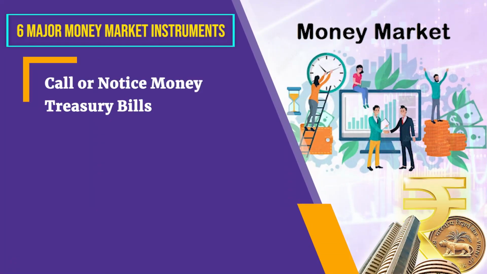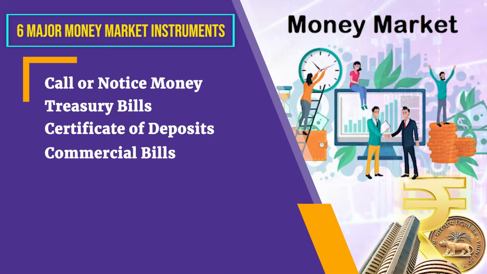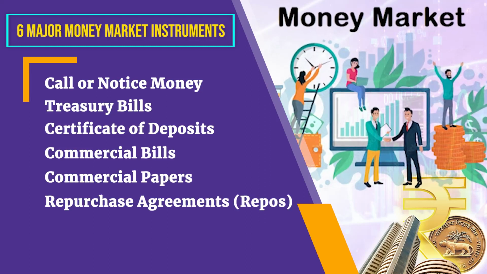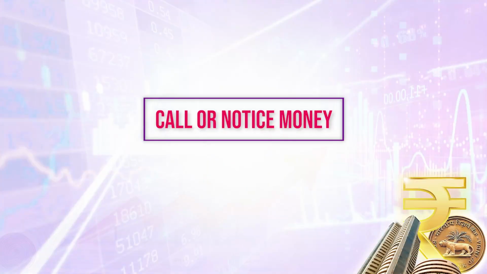Now, if we go through the major instruments of the money market in India, then we can identify 6 different instruments. The first one is the call money, then there are some treasury bills, there are some certificate of deposits, commercial bills, commercial papers, and repurchase agreements, sometimes called repos. Now, at first, we try to understand what is the concept of call money.